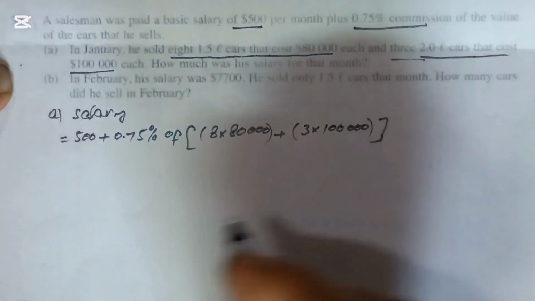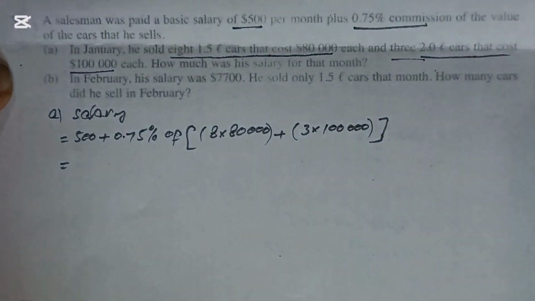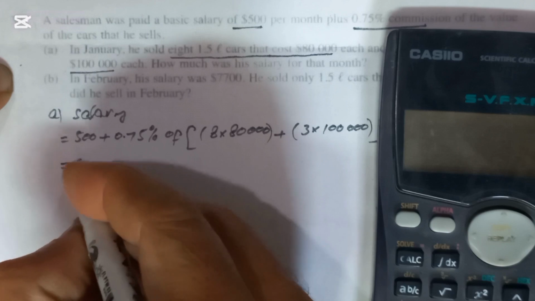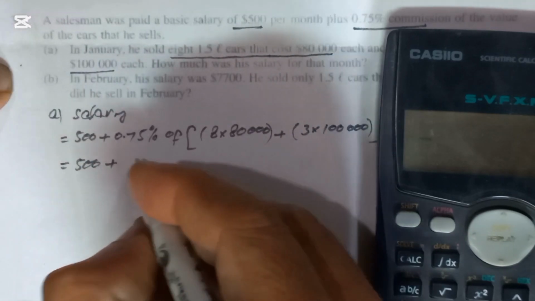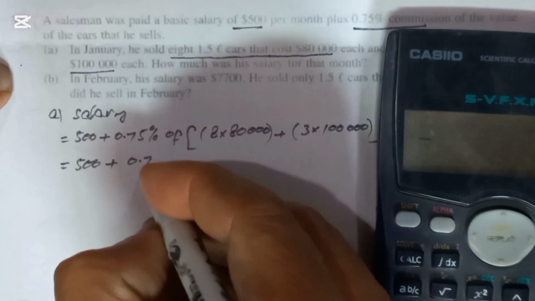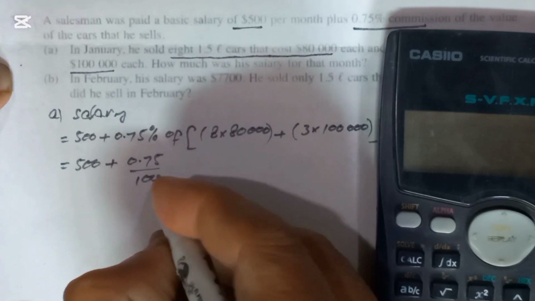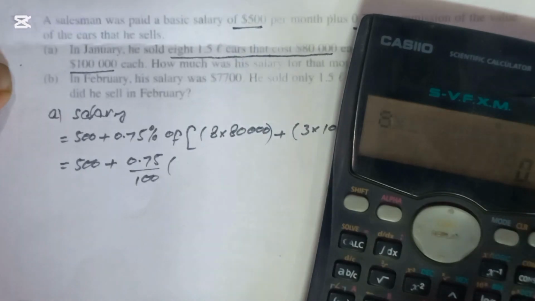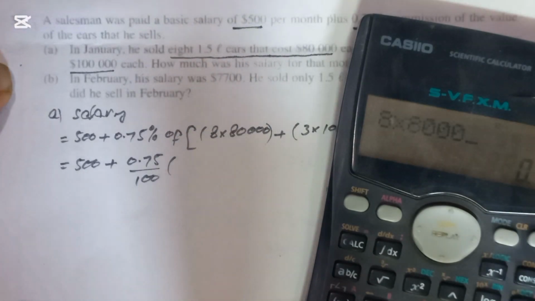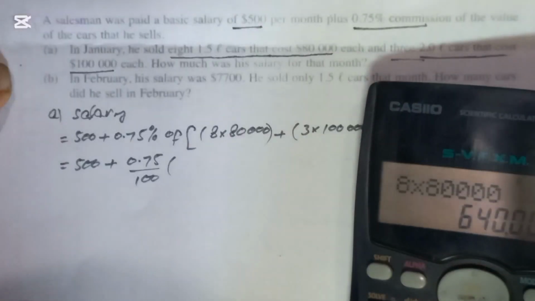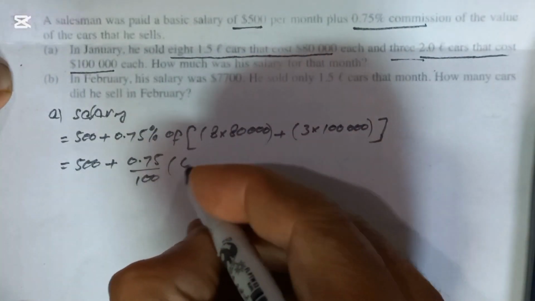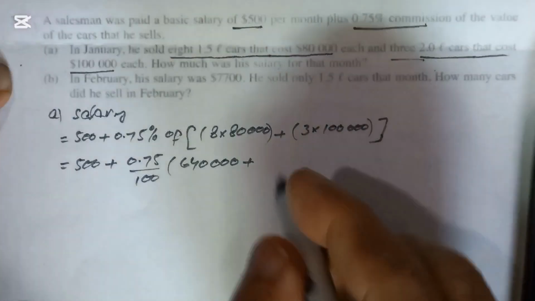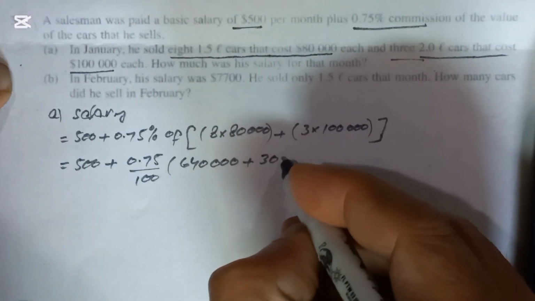After solving, you will get the answer. So we will solve it now. 500 plus 0.75 divided by 100 and 8 into 80,000. 8 into 80,000 will be equal to 640,000, plus 3 into 100,000 will be equal to 300,000.